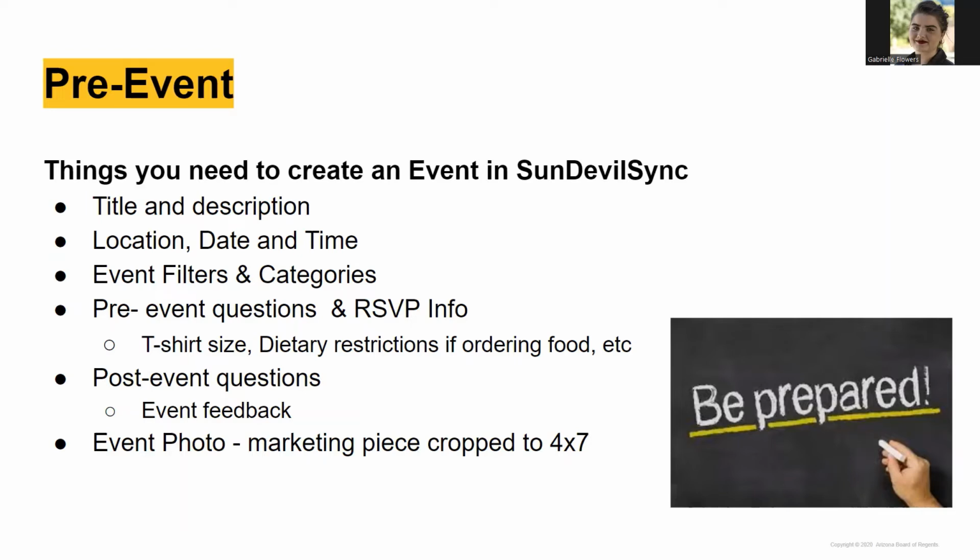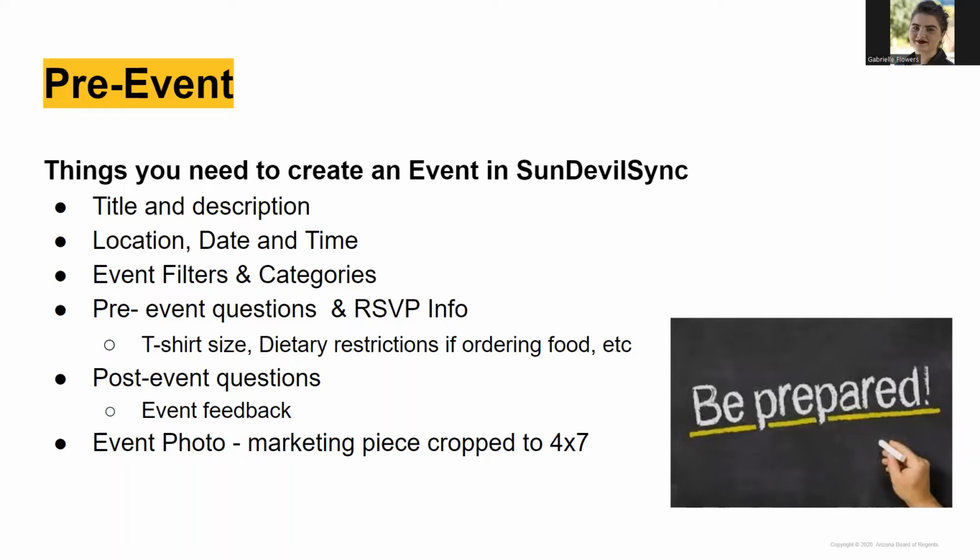Because like you saw in his walkthrough, he didn't have a location, so it dinged him. So the system is smart and it'll tell you what you need to do, but it's good to have all these things together. So first, you're going to need your title and description, and then also what kind of category you want to have it in. So is it a service event? Is it a community event? Is it a sporting event? That type of thing. Your location and your date and time.